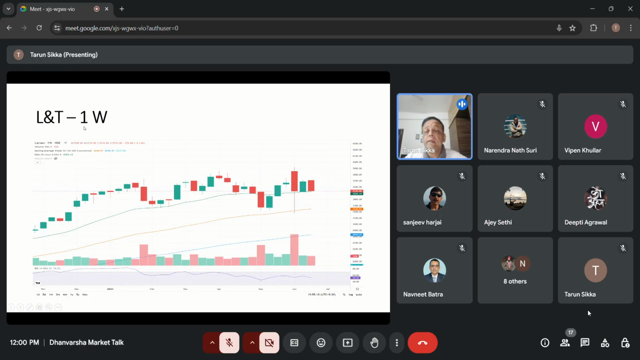Same thing with LNT. If you see here, LNT has come and taken support at its 20 EMA on the weekly chart. So people are waiting and watching to see what the direction of the government budget and expenditure is, and whether the expenditure on infrastructure and all will continue or not.